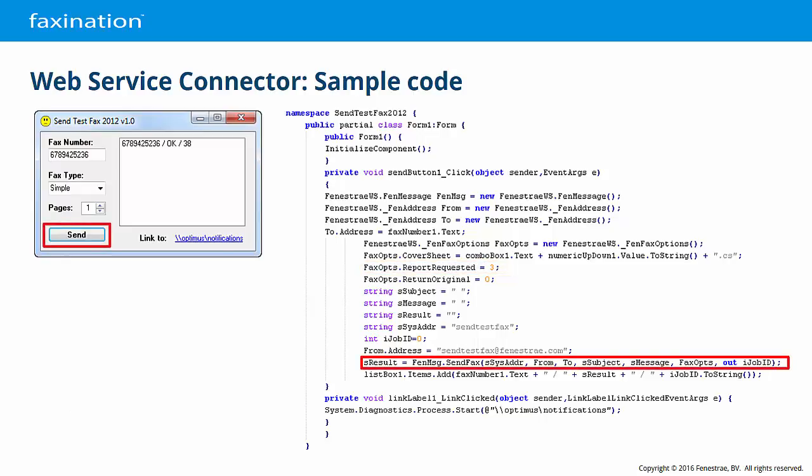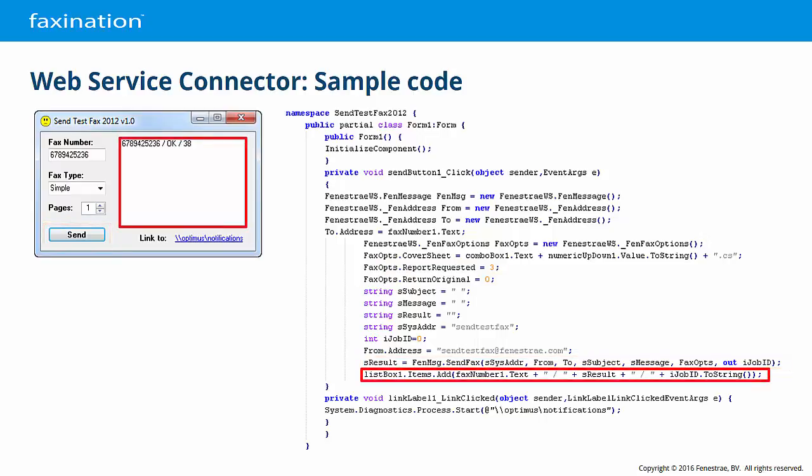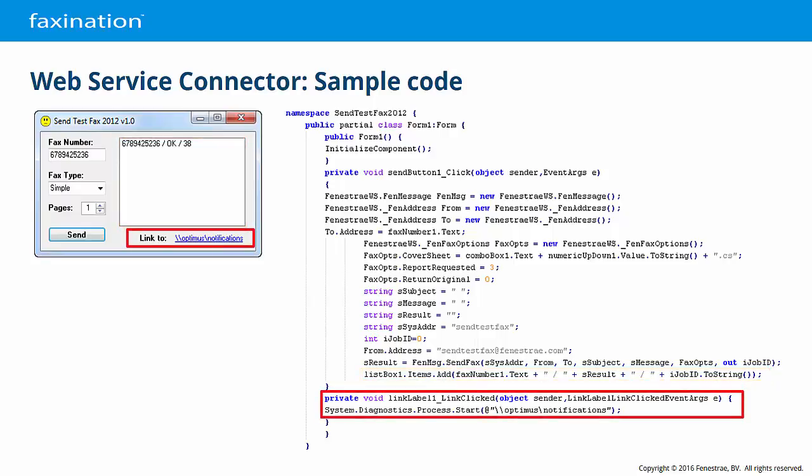This single line of code submits the message to the Faxination web service connector. And the list box is populated with the fax number that we sent to, confirmation of the action from the web service connector, and the Faxination job ID. The notifications are written to a UNC file share, and a link to the path is provided in the interface.